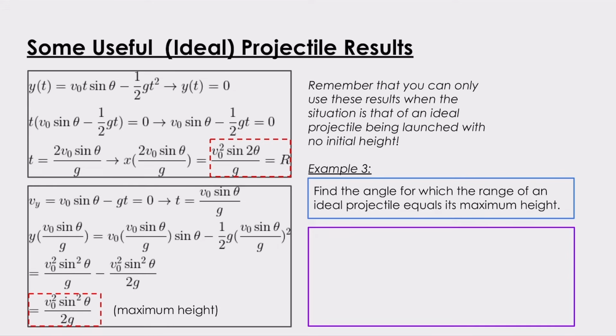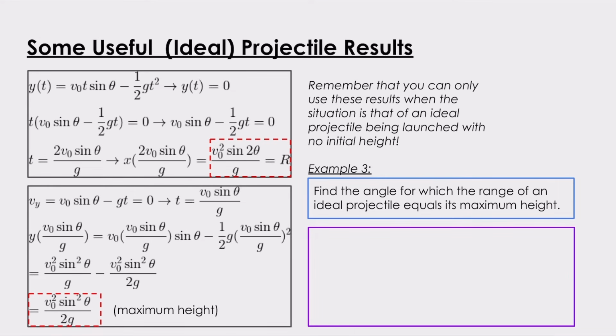So for the range formula, what we want to do is find the time at which the projectile hits the ground. So we set y of t equal to 0. Solving for that, we get t is equal to 2v0 sine theta by g. And then we're going to plug in that time value into the x component of position in order to find the maximum horizontal distance it travels. So x of 2v0 sine theta by g would be equal to v0 squared sine 2 theta by g. So that's the range of an ideal projectile.